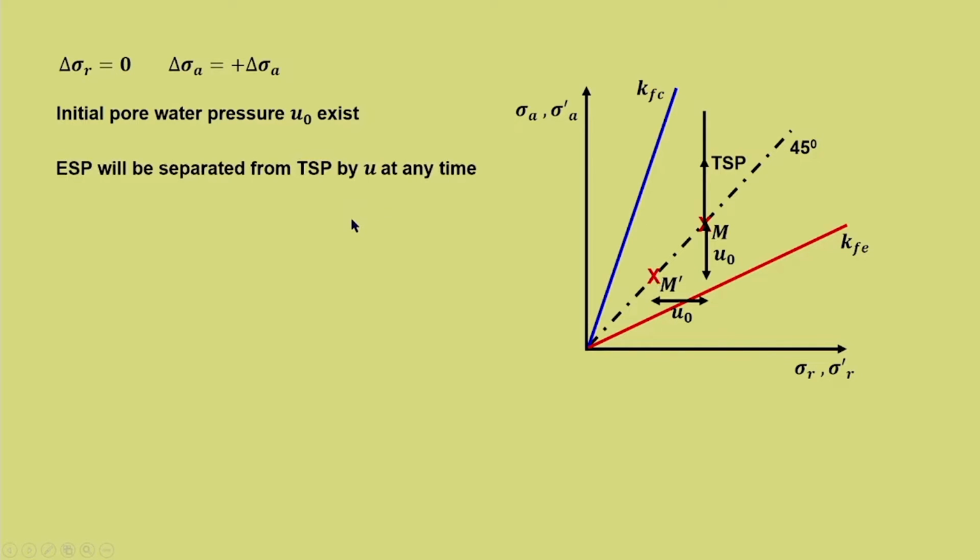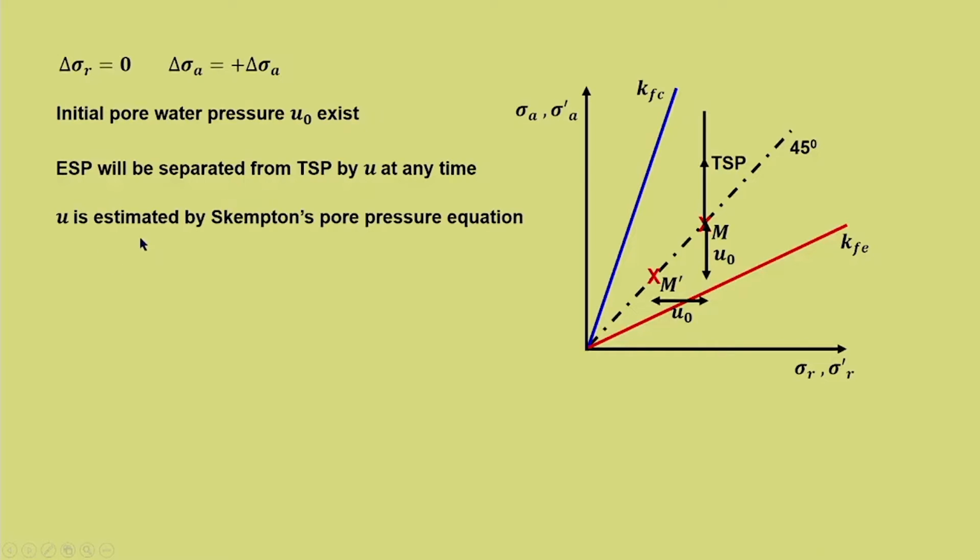Now, is it straightforward to plot the effective stress path with the given information? ESP will be separated from TSP by the pore water pressure at any time. So, it is an undrained test, and for every instant the pore water pressure changes during shearing. So, we need to understand what the value of pore water pressure is with loading. How do we do that? Either we measure it, get the results, and plot the variation of effective stress parameters, or U is estimated by Skempton's pore pressure equation.